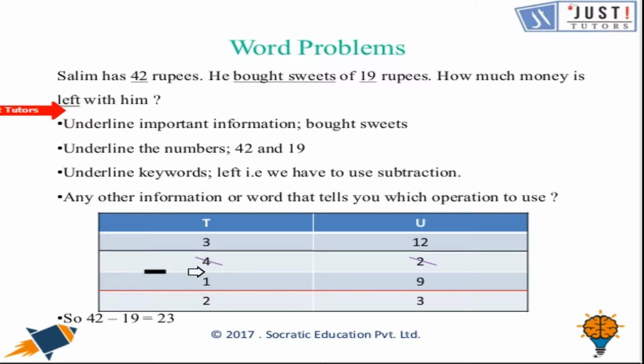So 42 take away 19, that is done for you here. You cannot do 2 take away 9, so we borrow 1 from here, that becomes 12. 12 take away 9 is 3 and 3 take away 1 is 2. So your answer comes out to be 23.